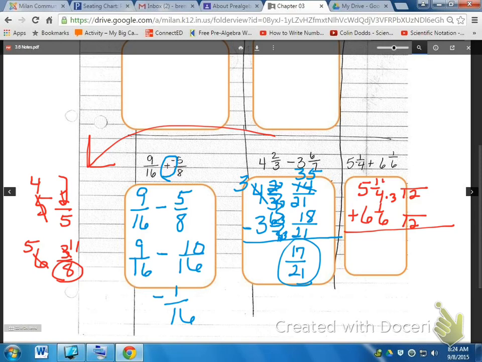So 4 times 3 is 12. So 1 times 3 is 3. 6 times 2 is 12. So 1 times 2, 2. So right now it's 5 3/12 plus 6 2/12. So when I add the 12ths together, 3 plus 2 is 5, and 5 plus 6 is 11. And that's already simplified, and it's good to go. 11 5/12. Questions?